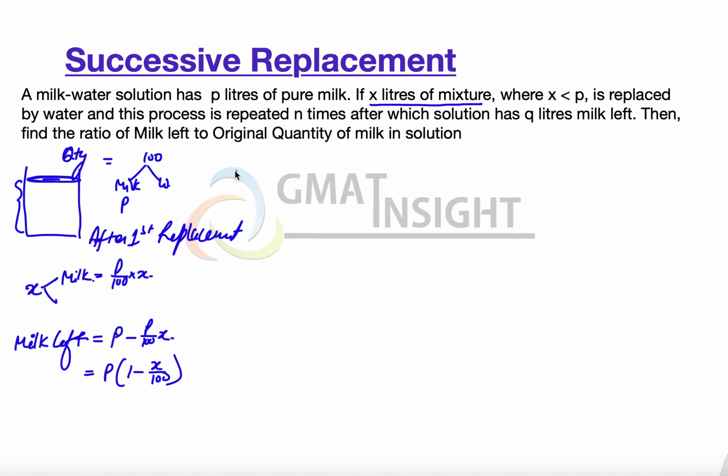Now we are proceeding to the next step. That means now we are going to discuss what happens after the second replacement. After the second replacement, we still have the total quantity of the solution as 100 liters, but the milk left in this 100 liters is not p liters, it's instead this much. Because it's a complicated expression, let me simply assume it to be y. So 100 liters now has milk in it equal to y liters. Once again I am doing the same replacement, taking out x liters of this new mixture and replacing it with water.